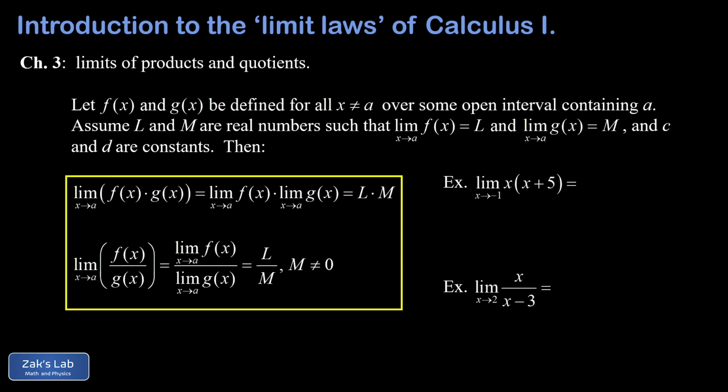That's it. So to apply this to a couple simple examples, in the first one, I have the limit as x goes to negative 1 of x times the quantity x plus 5.